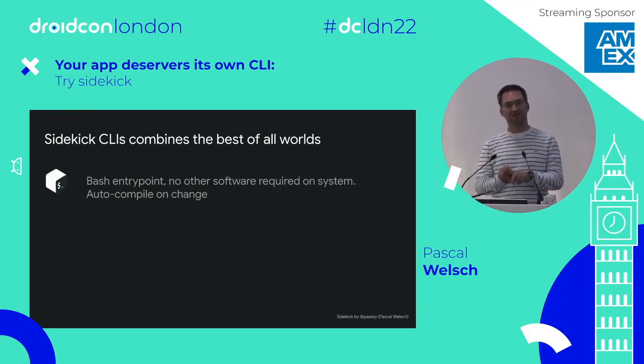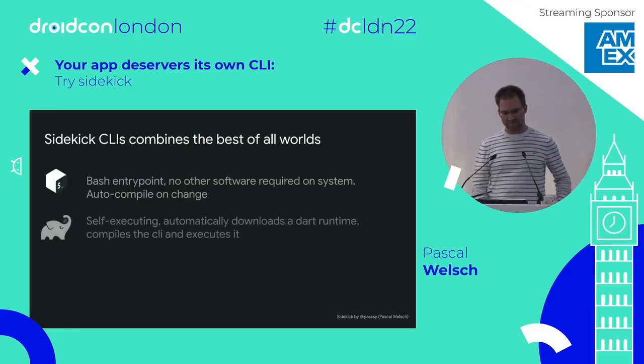First of all, we have a bash entry, and the bash entry can be executed. It automatically downloads everything. It also does auto-compile. So if you make a change to your script and you execute it again, it will automatically compile, detect that change, and execute it itself again.